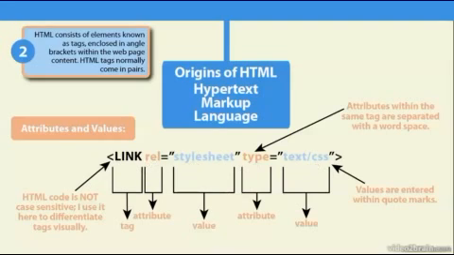Now, you're typically not going to be writing all your own code. You'll be using a program like Dreamweaver, but it is good to understand if you need to go in and look at the source code and get an understanding of what all these things mean. In this particular example, I've got the link tag. I've added an attribute and a value, and here's another attribute and another value. You'll notice that the attributes within the same tag are separated with a word space, and the values are entered within quote marks.